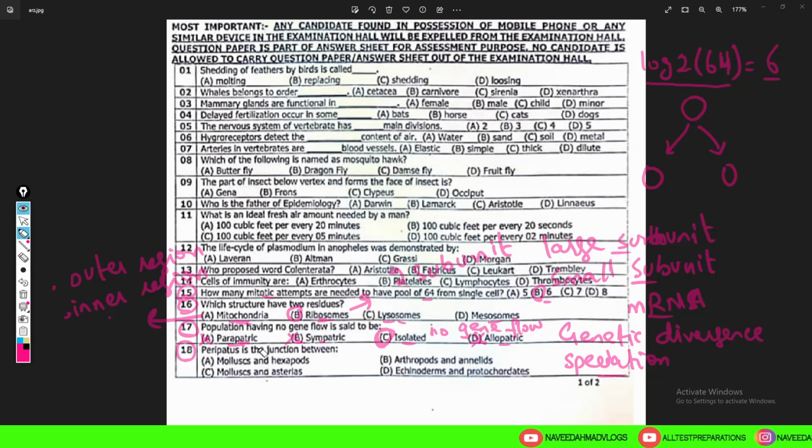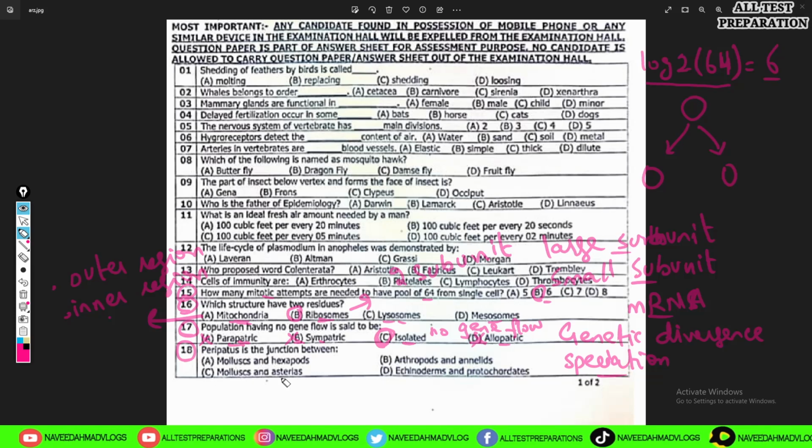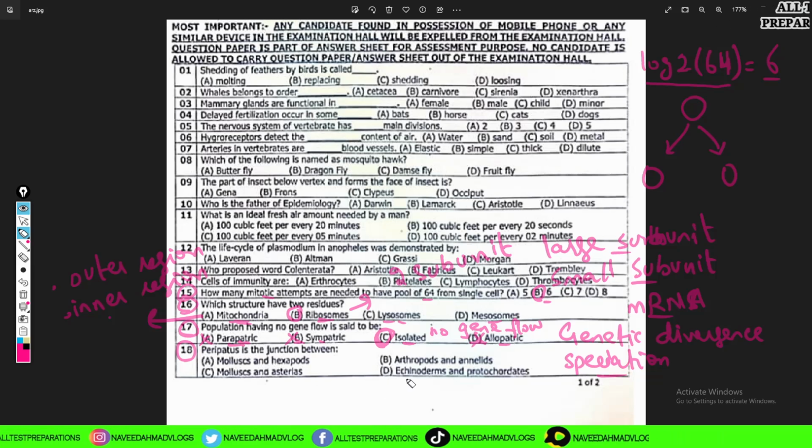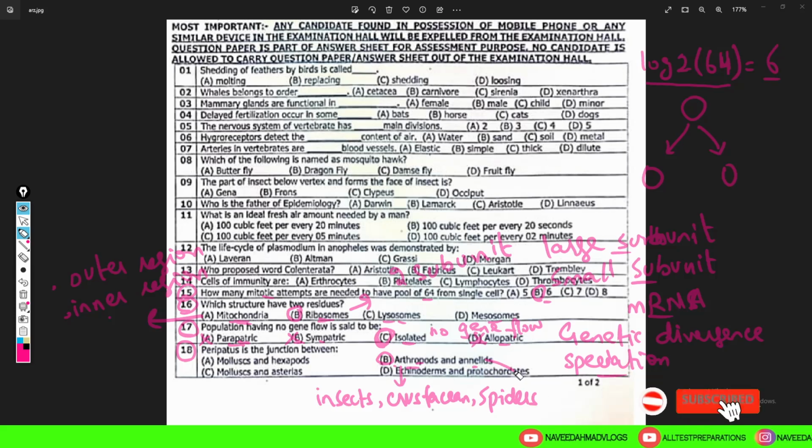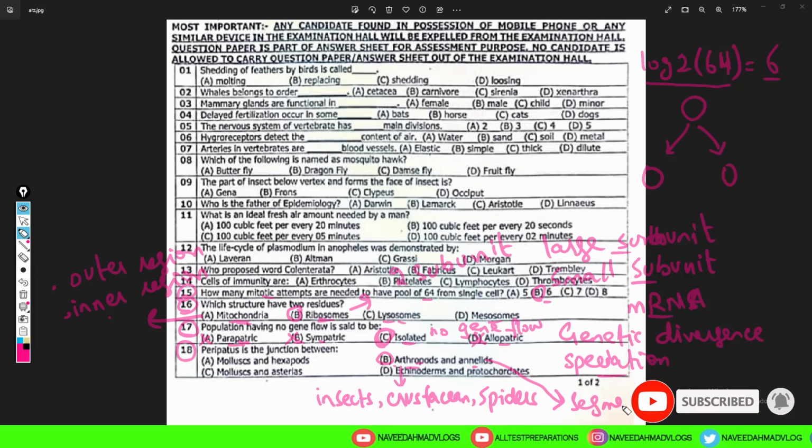Question number 18: peripatus is the junction between option A, mollusk and hexapod, option B, arthropod and annelids, option C, mollusk and asterisk, and option D, echinoderm and protochordates. So option B is the correct option. Arthropods and annelids have a junction which is known as peripatus, and arthropods include insects, arachnids, crustaceans, and spiders, while annelids represent segmented worms.